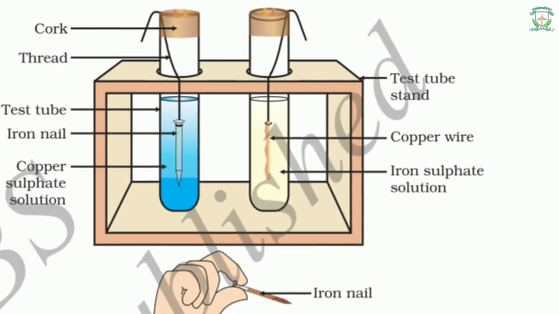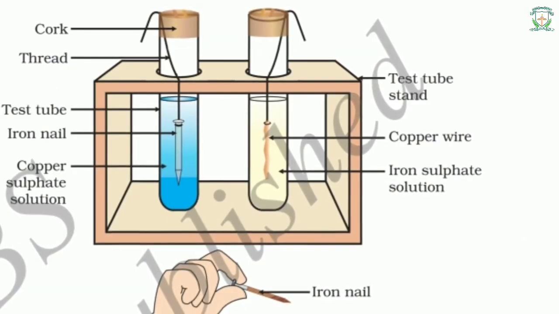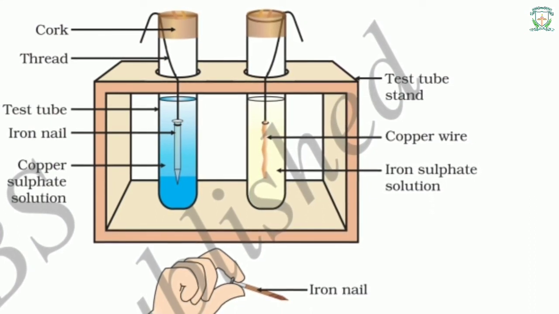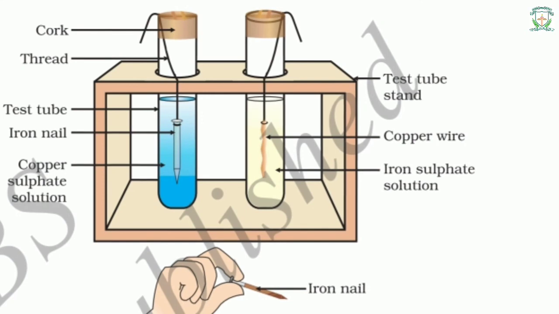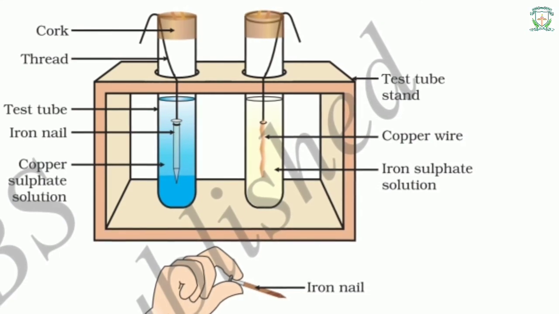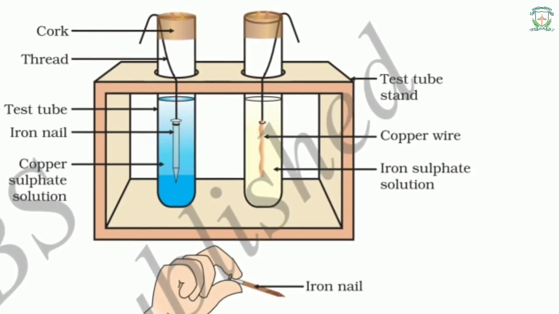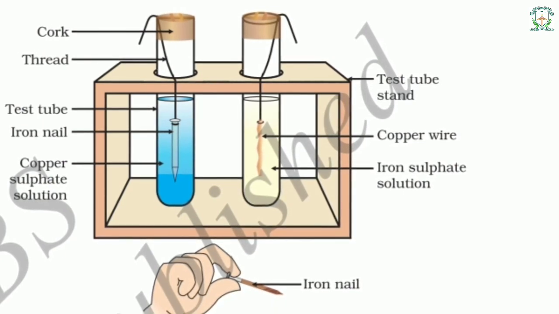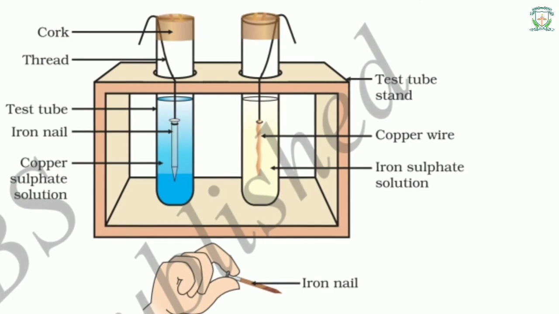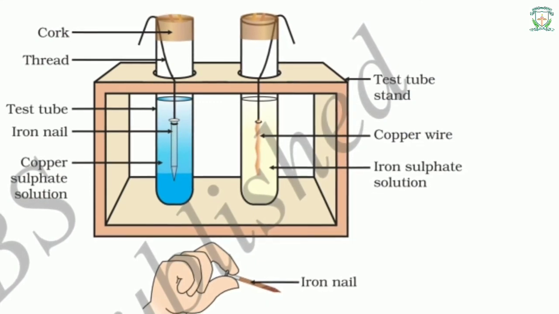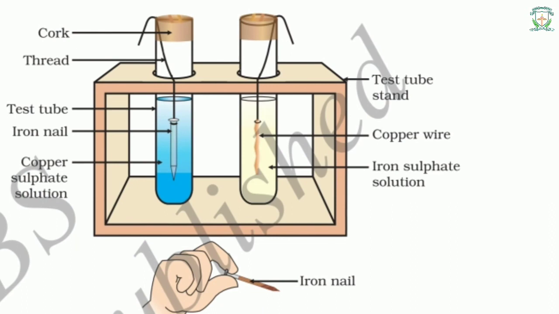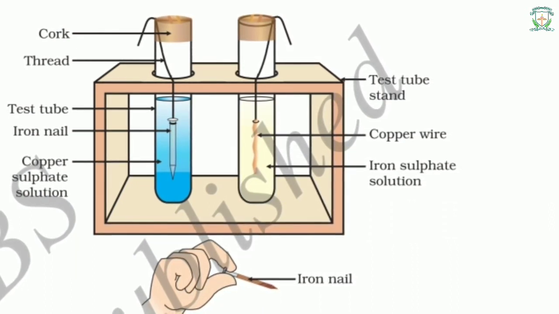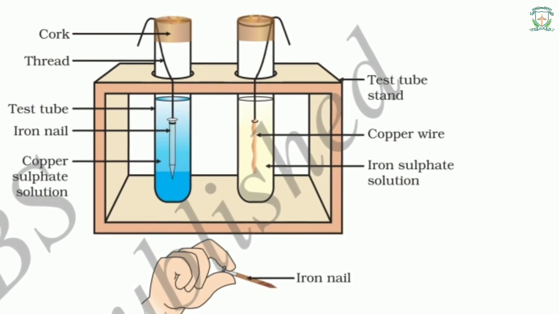For this, let's take a couple of test tubes. Let's add copper sulfate solution in one and ferrous sulfate solution in the other. Dip an iron nail in the copper sulfate solution, and a copper wire in the iron sulfate solution. Keep this apparatus for some time. The copper sulfate solution begins to change its color and the iron nail looks a little ugly. That means a reaction is taking place.